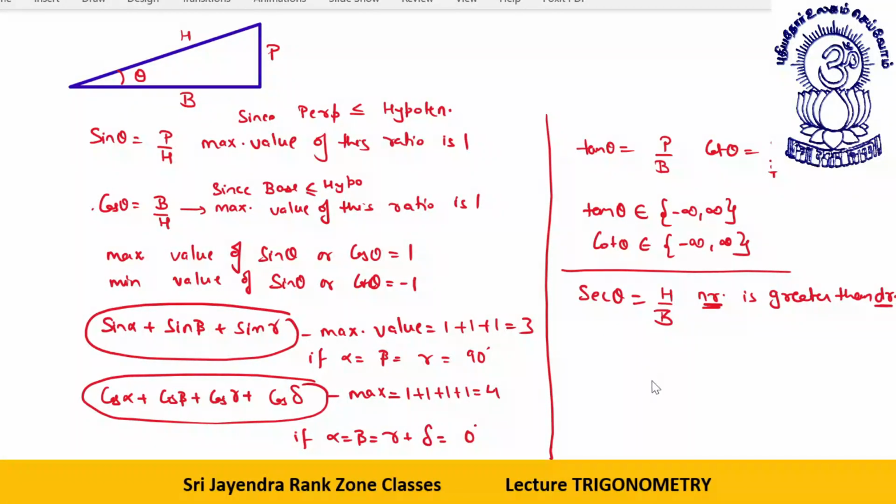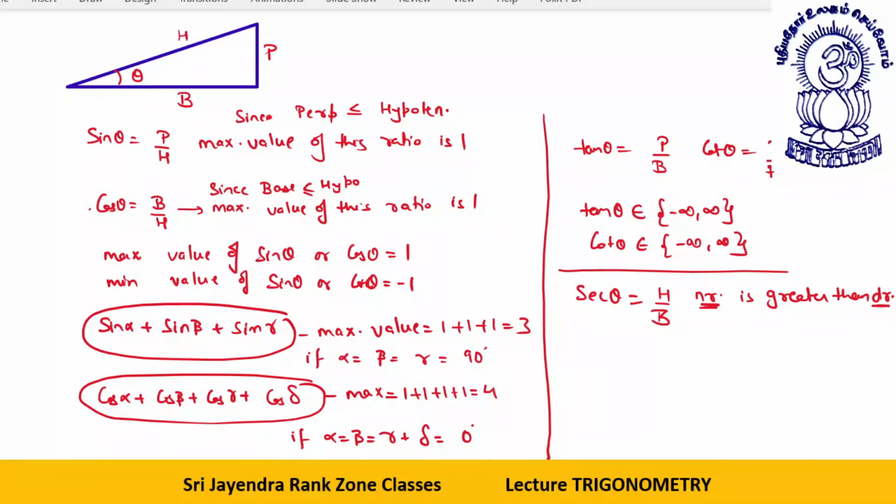The numerator is greater than the denominator. When the numerator is greater than the denominator, what will happen, dear students? This ratio is greater than 1. Sometimes it can be equal to 1. Therefore, sec theta is greater than or equal to 1, and also cosec theta is greater than or equal to 1.